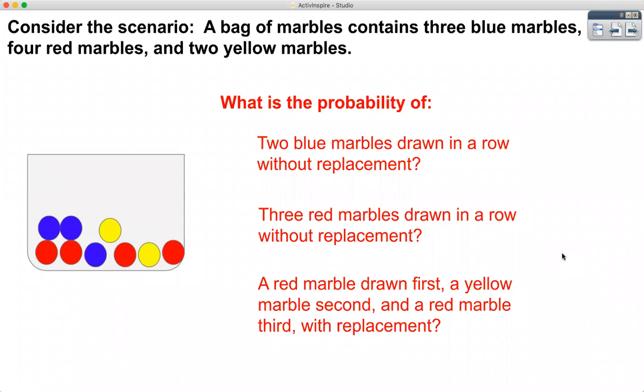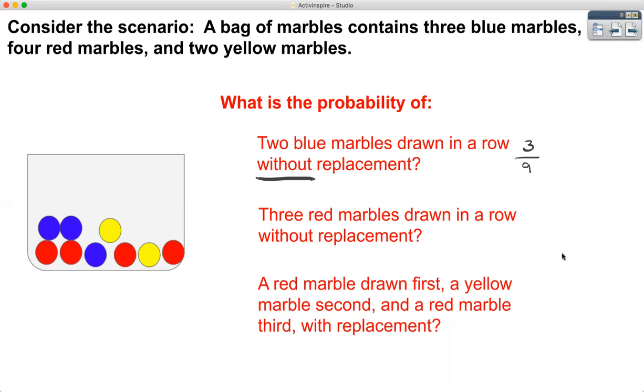Okay, so what is the probability of 2 blue marbles drawn in a row without replacement? All right, well, let's take a look. How many blue marbles are there? I can see from the visual that there are, in fact, 3 blue marbles. Okay, and I'm just focusing on my first draw. My first draw, there are 3 blue marbles out of how many marbles? Well, I can see there is a total of 9 marbles. So that means the probability of getting a blue on the first draw is 3 out of 9.